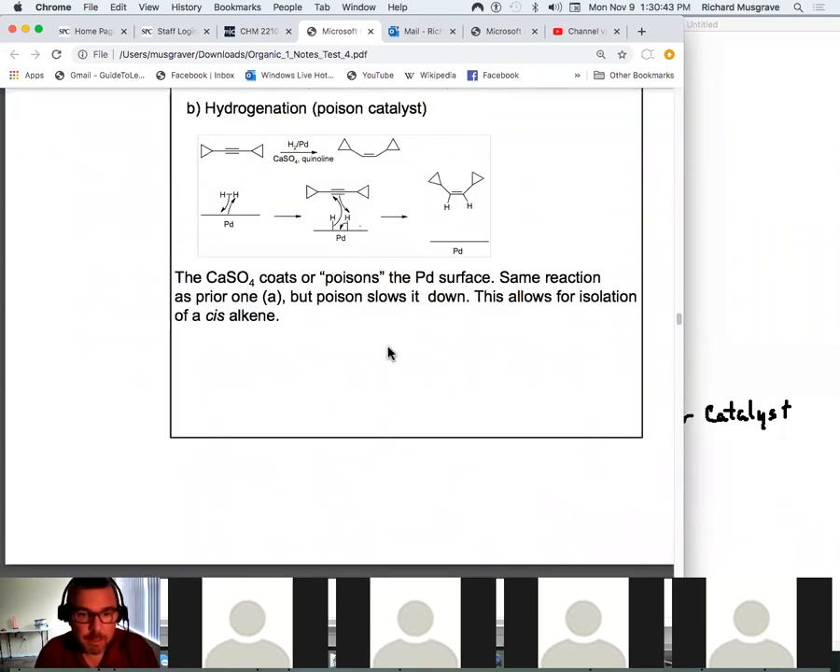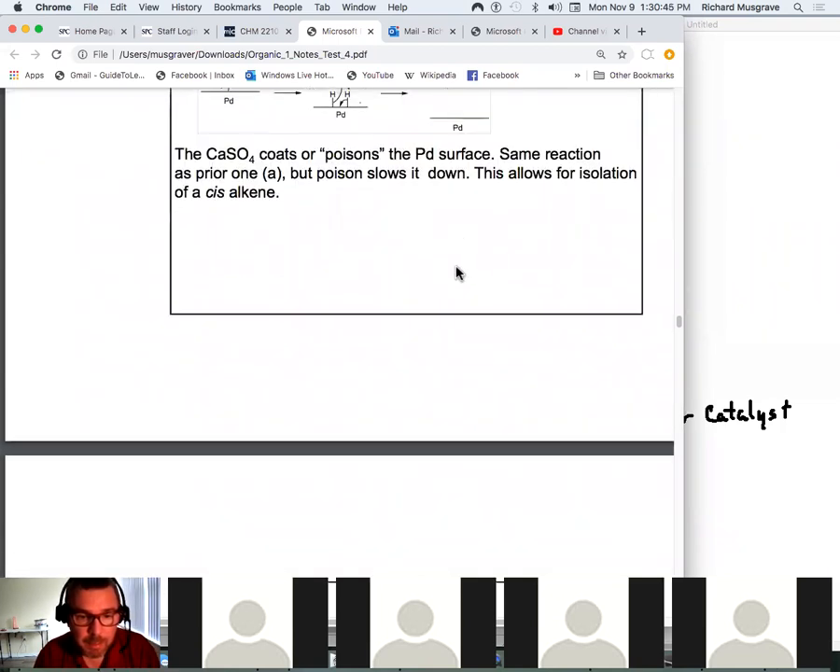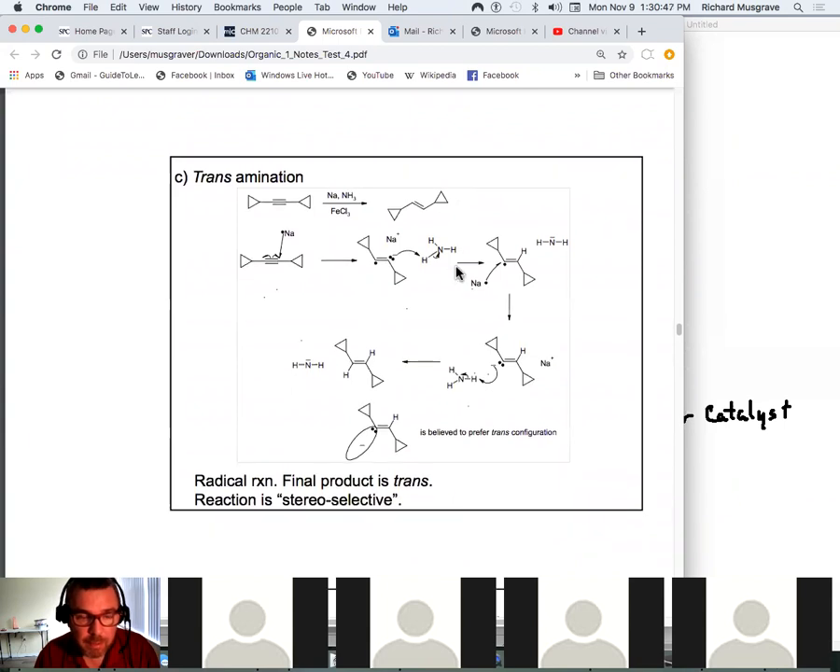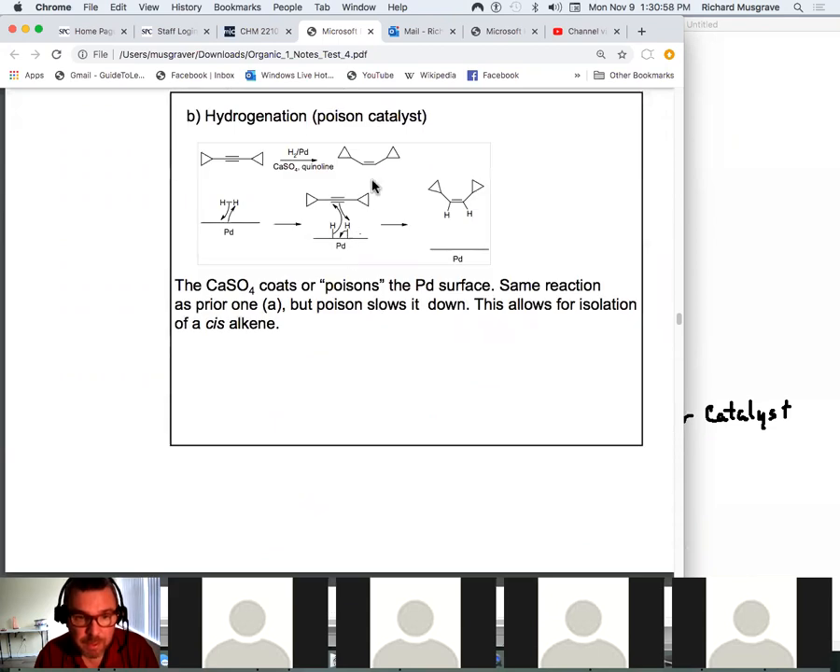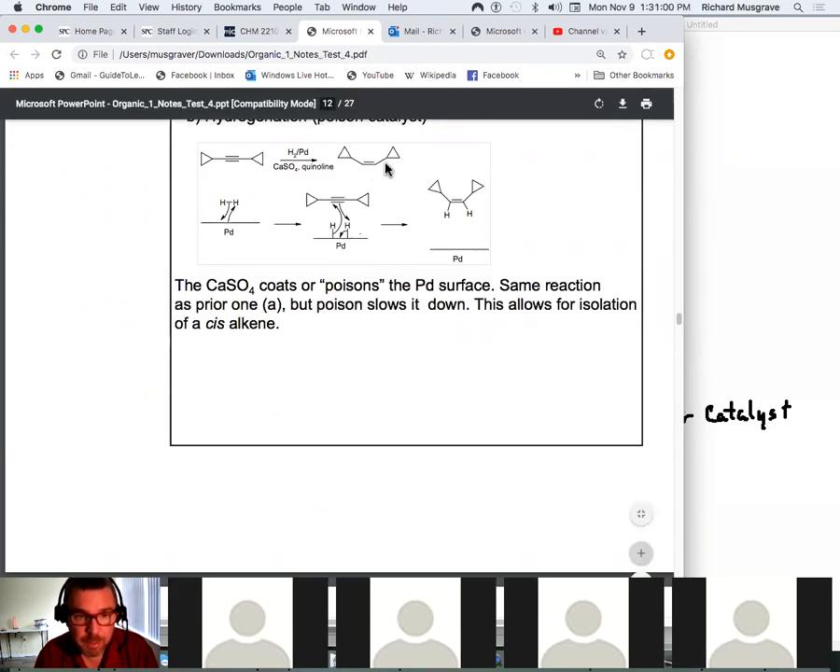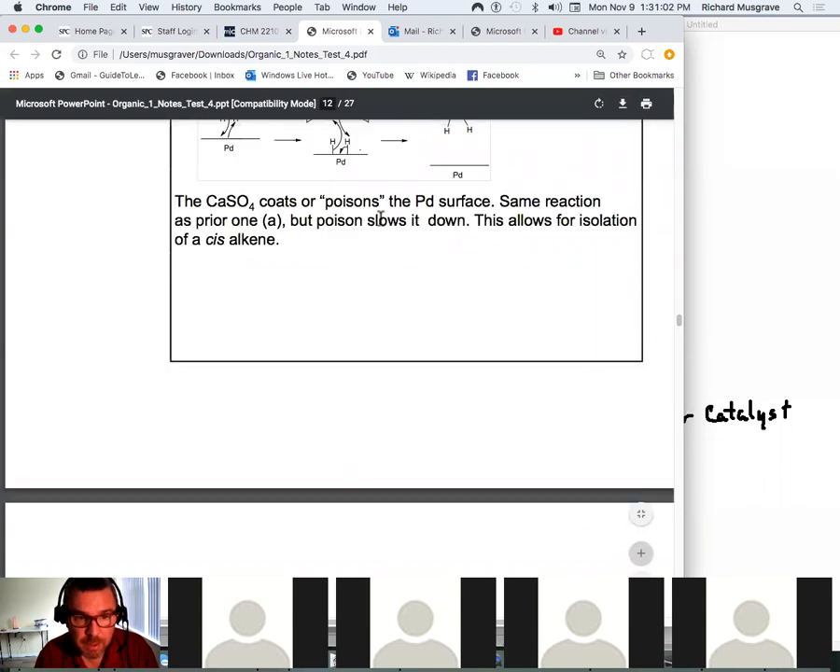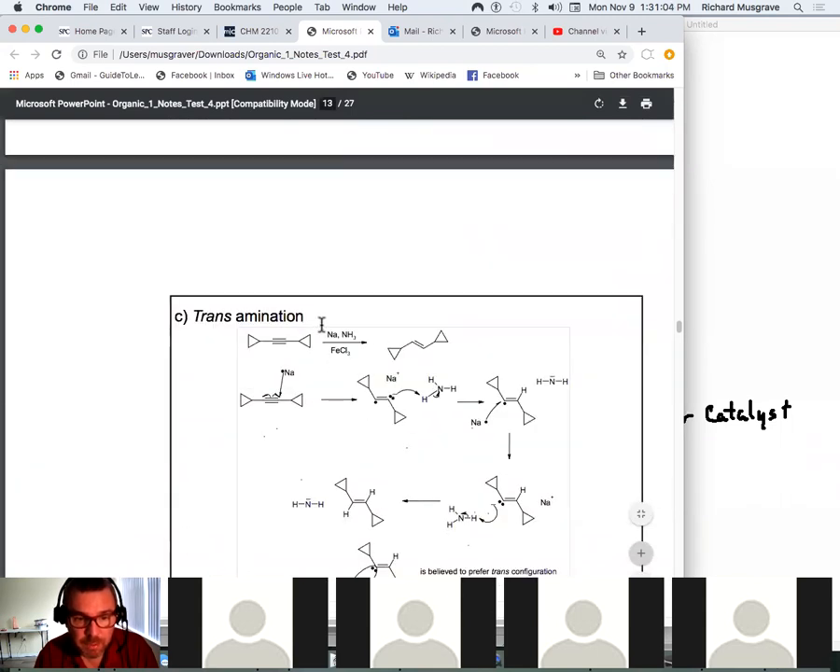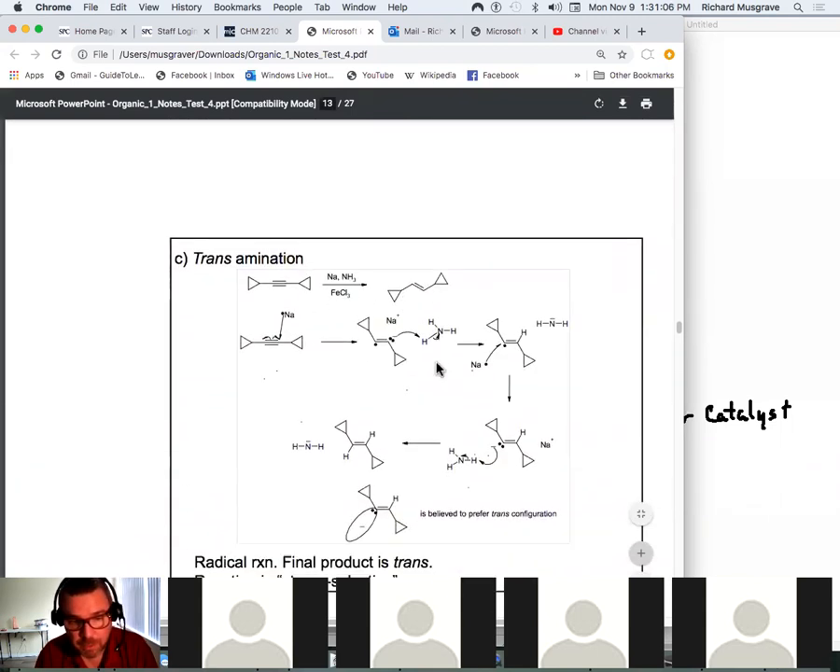So we've got a way here to produce a cis alkene, but what about a trans alkene? Well, if we use this specific set of reagents, sodium, ammonia, and FeCl3, then we can end up with a trans alkene. The difference is, you can see in the hydrogenation with the poisoned catalyst, we end up with a cis alkene. If we use this particular set of reagents, we end up with a trans alkene.